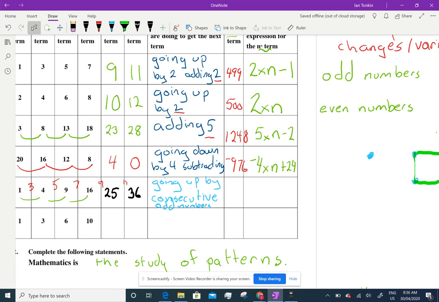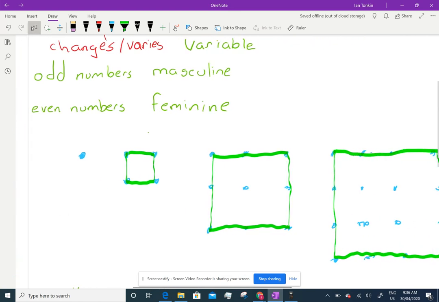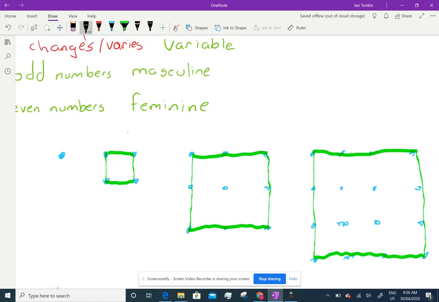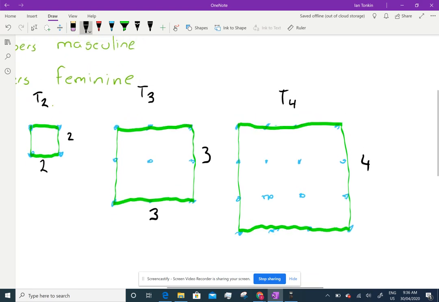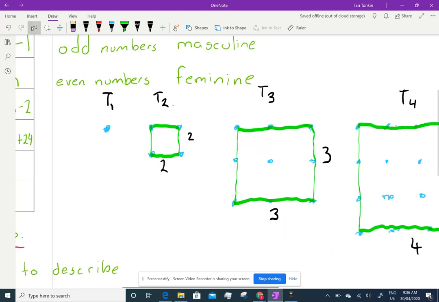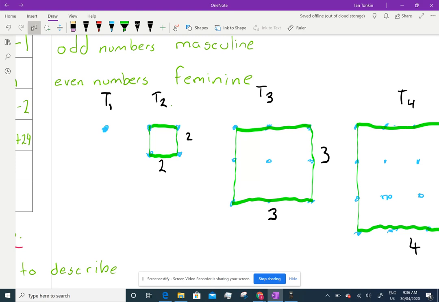Well, let's go back over here. And let's look at our pattern. So this is the first term, and this is the second term, and it's a 2 by 2 square. And this is the third term, and it's a 3 by 3 square. Hopefully now you're seeing something. And this is the fourth term, and it's a 4 by 4 square. Now what do you notice about the numbers? Notice I said 2 by 2, 3 by 3.